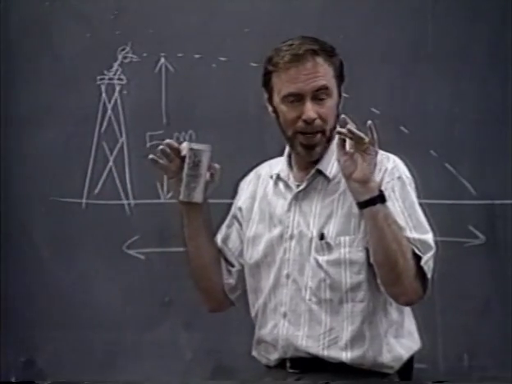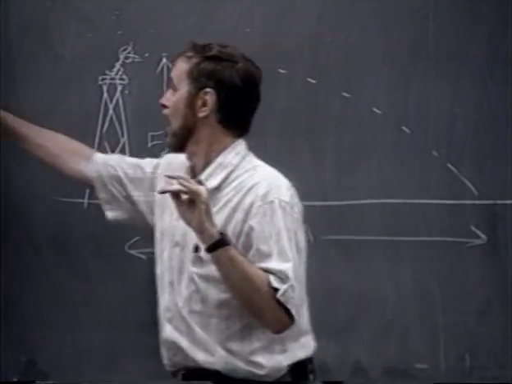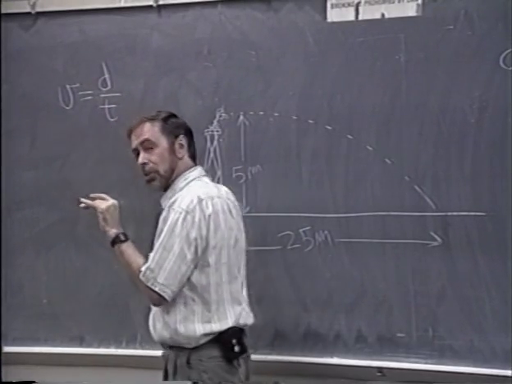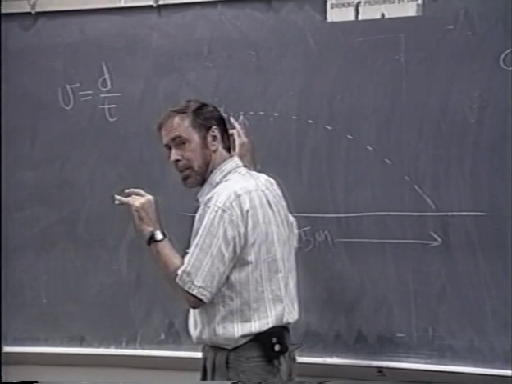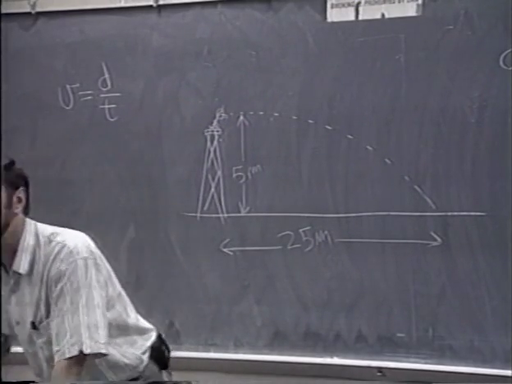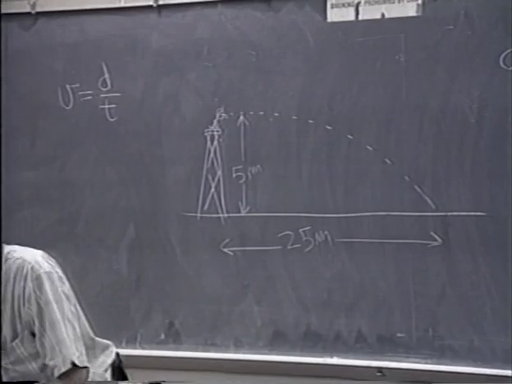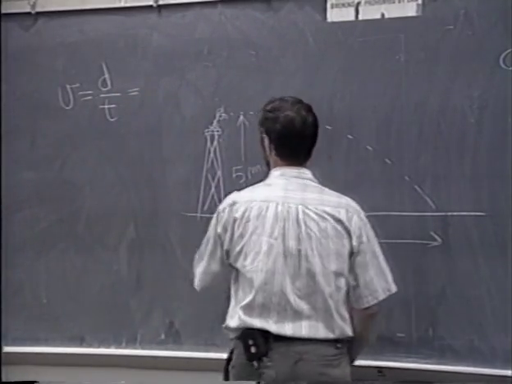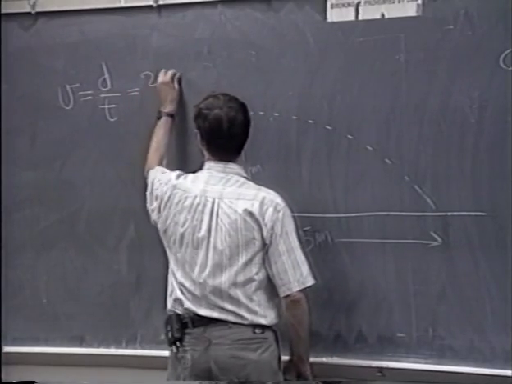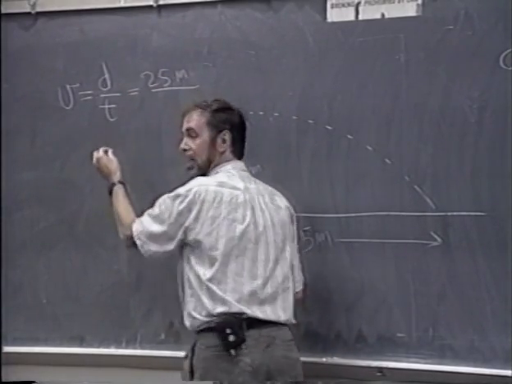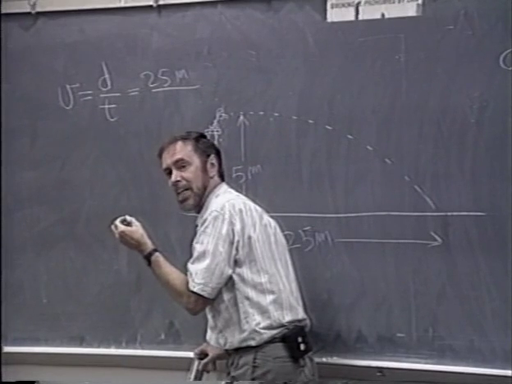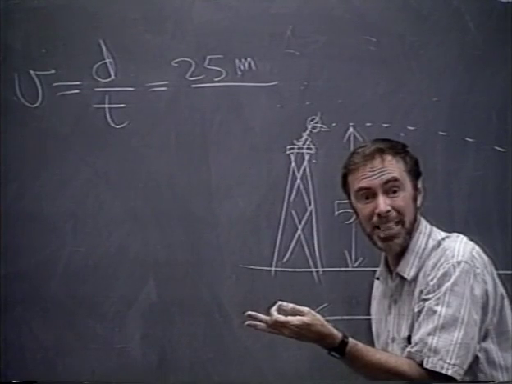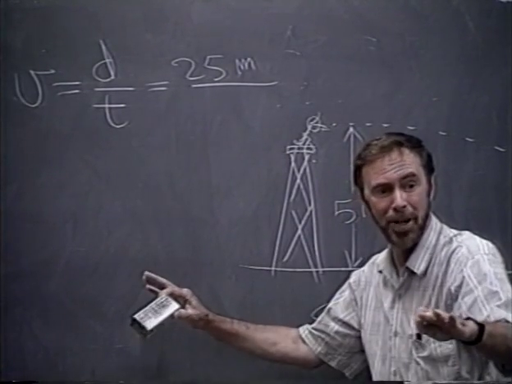Let's let the equation guide our thinking, gang. Speed is distance over time. The pitcher's throwing the ball horizontally. Are we given the horizontal distance that the ball goes? Yes, we are. And that distance is 25 meters. Are we given the time that the ball is in the air? No. Therefore, the problem can't be done. Boom! Impossible!